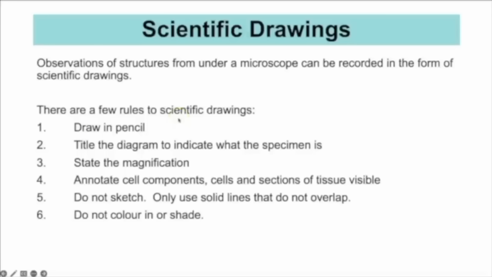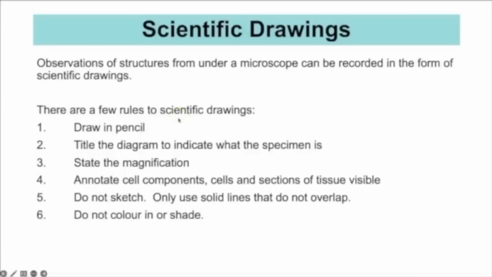You should always annotate the cell components or the cells themselves or the section of tissue that is visible that you've drawn. It shouldn't be sketchy lines. It has to just be solid lines that don't overlap with no gaps, and you mustn't do any colouring or shading.